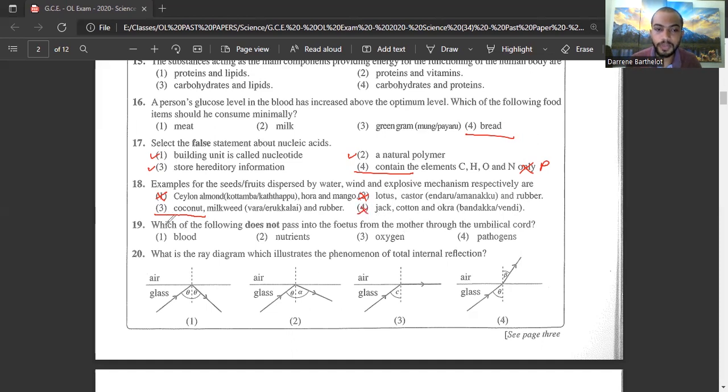19th question. Which of the following does not pass into the fetus from the mother through the umbilical cord? Okay, let's think.